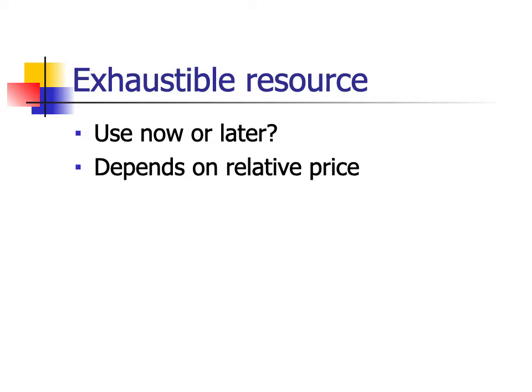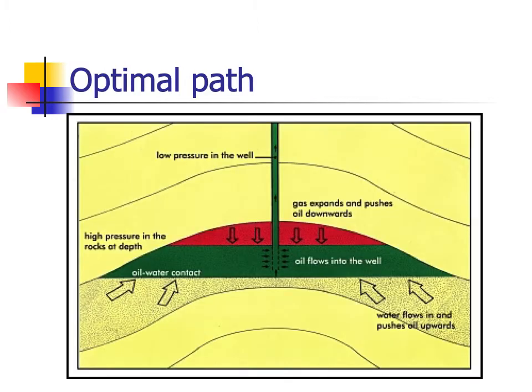Essentially, what we want to do is use oil when it is most highly valued. And to do that, we would look at the relative price. And we would use oil now if it is more valued now, and save it for later if it is more valued in the future. The goal is to extract oil in order to maximize its total value. And this would be known as the optimal path.